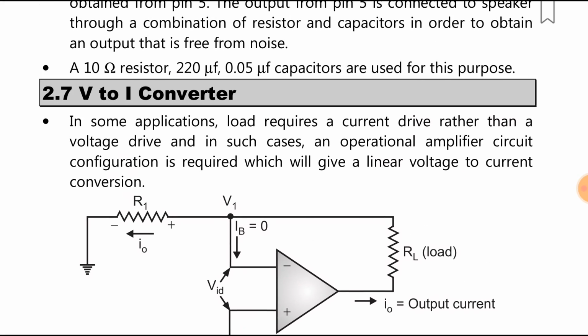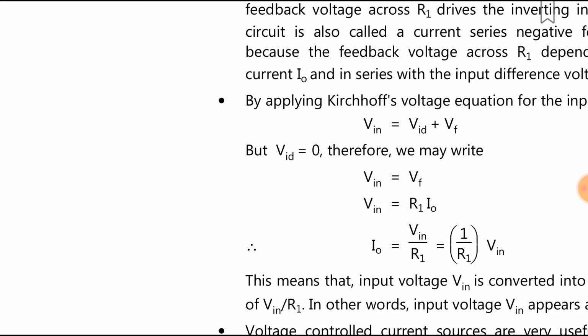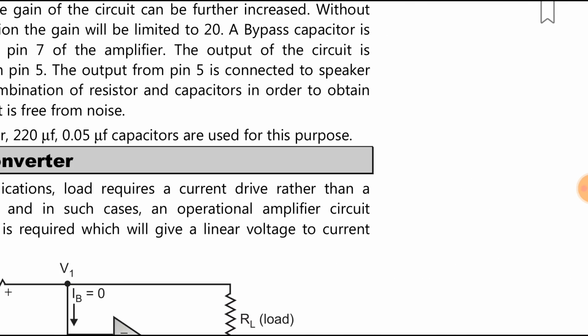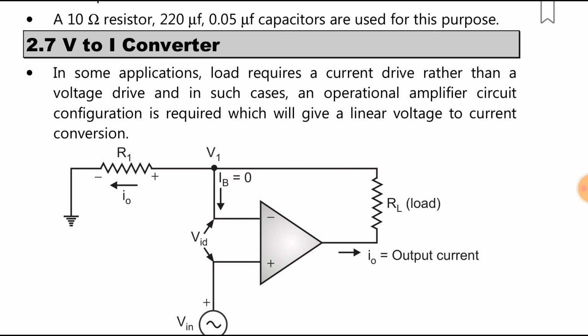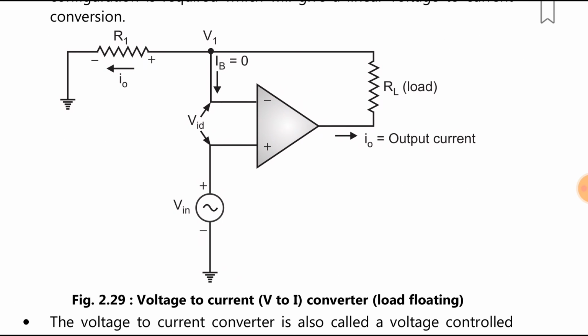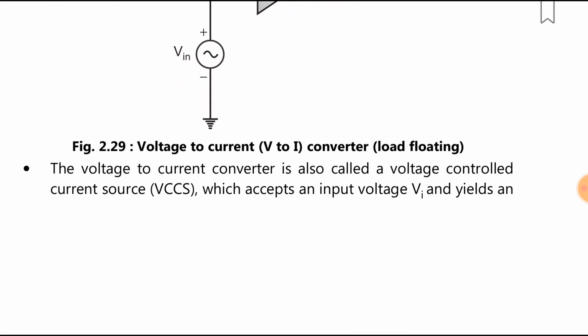Now we will see the voltage to current converter. In some applications, the load requires a current drive rather than a voltage drive. In such cases, an operational amplifier circuit configuration is required, which will give a linear voltage to current conversion. See here, RL and R1 are connected to the inverting input of the op-amp. Then signal Vin is connected to the non-inverting input. So the load is floating here.